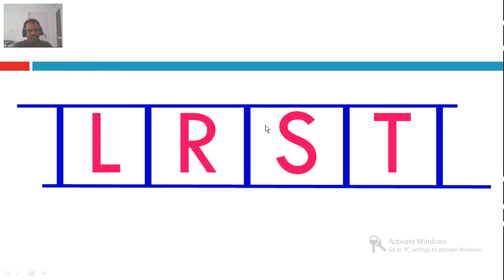Now look at the trick. The important muscles here, I call them LRST. These are levator scapulae, rhomboids, serratus anterior, and the lower part of the trapezius. These are the key muscles as far as the scapular foundation is concerned.